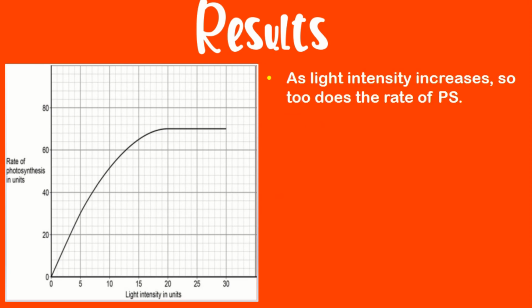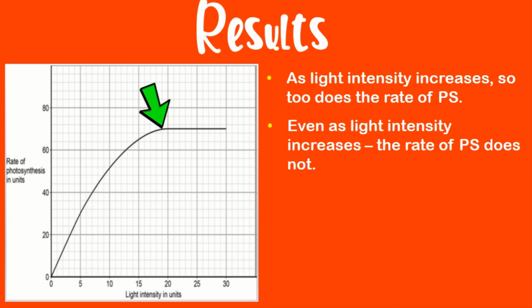So you can see that at the start, as light intensity increases, the rate of photosynthesis is going up as well. So for example, there's no units on this, they've just said units. So at 5, it's about 30, at 10, it's about 50, and at 15, it's over 60. So it's going up. But if you have a look, eventually it flattens out. The light intensity is still going up, 20 to 25 to 30, but the rate of photosynthesis doesn't budge, right? It stays at about 70. Why is that? This is one of the bigger questions.